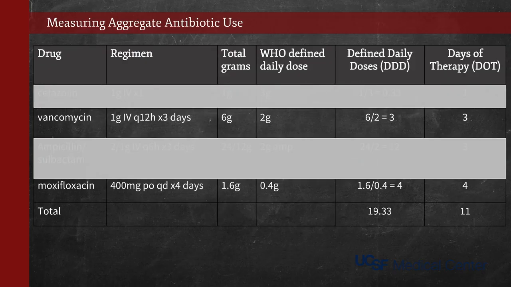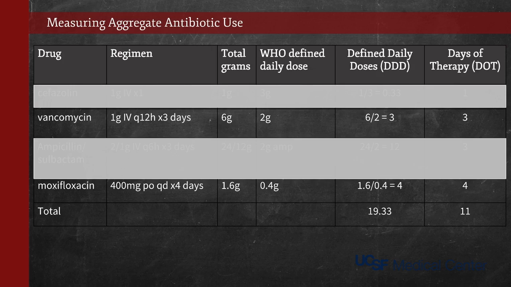This table is an example on the level of an individual patient of how the two measures, defined daily doses and days of therapy, are calculated. For DDDs, the total number of grams of drug is summed and divided by the defined daily dose, which is supposed to be the standard dose given. For days of therapy, you simply count the number of discrete days the drug was given on.